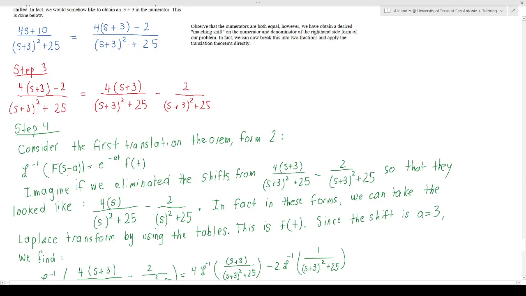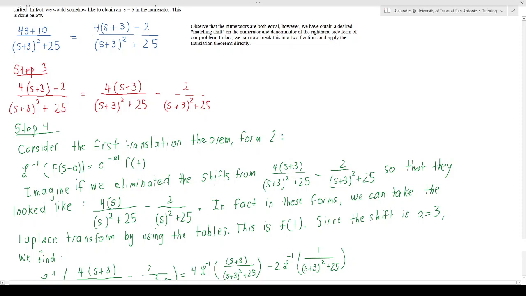That means that we're really considering some s-domain function that has a shift, this common shift, s minus a. In fact, imagine if we eliminated the shifts from both of the terms that we have. So instead of 4 times s plus 3 over s plus 3 squared plus 25 and 2 over s plus 3 squared plus 25, we just get rid of those. Every shifted s, we just replace it with an s. So we have an s here in that first term. We get an s here in that second term. That's just one shift there.